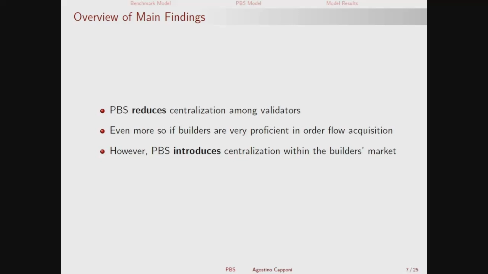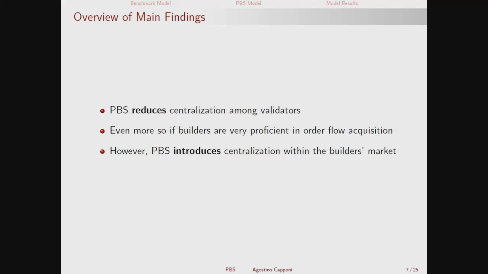And what we show, or what we find in our paper, is that definitely PBS is reducing centralization among validators. So in that sense, it's achieving the objective that it was asking, to reduce centralization. And in fact, I think we are also arguing that this reduction in centralization of validation power is achieved even more. That means there is more decentralization if the builder market is very strong. So the builders are very proficient, they're very good at extracting order flow and at constructing blocks.